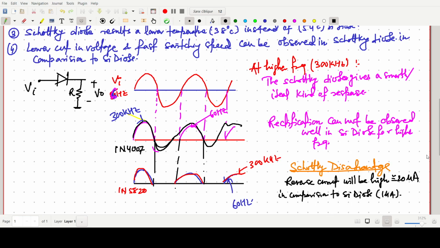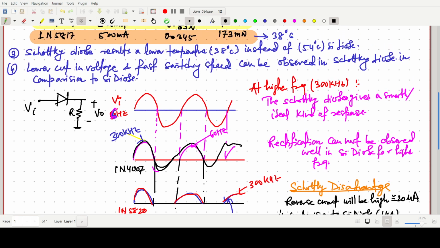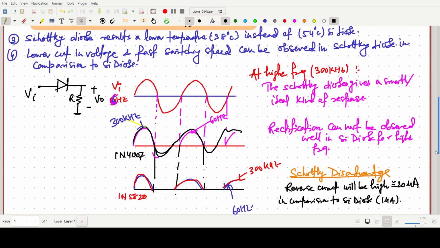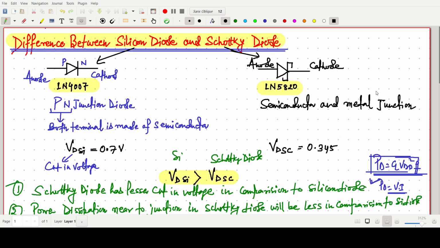So this is all about the difference between the Schottky diode and the simple silicon diode. These are the differences of a Schottky diode and a silicon diode.